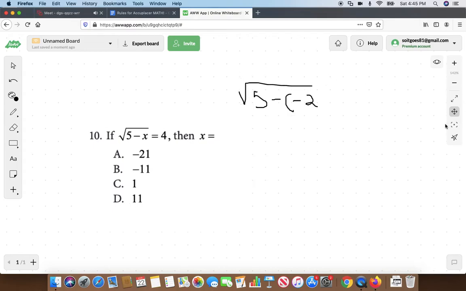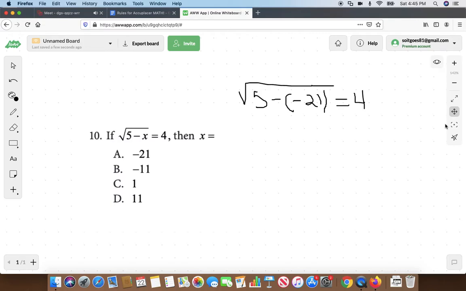Looking good. I'm going to make sure that the square root sign goes all the way across as well. So we've got the square root of 5 minus negative 21 is equal to 4. Let's simplify this now. What's 5 minus negative 21?